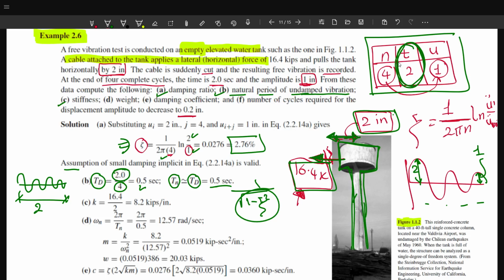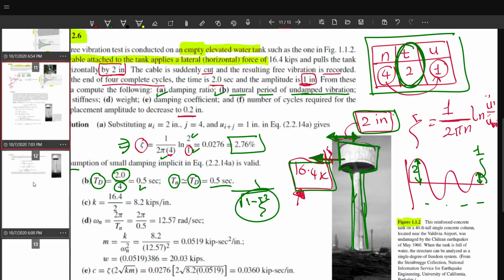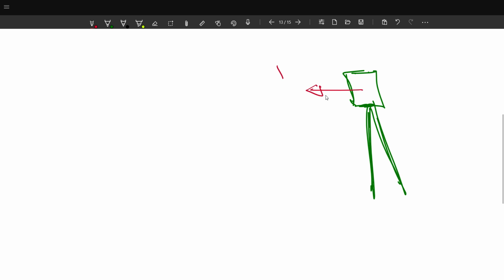Now we want the stiffness. What is the meaning of the stiffness? It is the force required for the system to, let me have a new page here. Okay. So the point is, in our system, if this is the structure that we have, for example, we have applied a force here. Do you remember? We have applied a force, which is 16.4 kips, right?